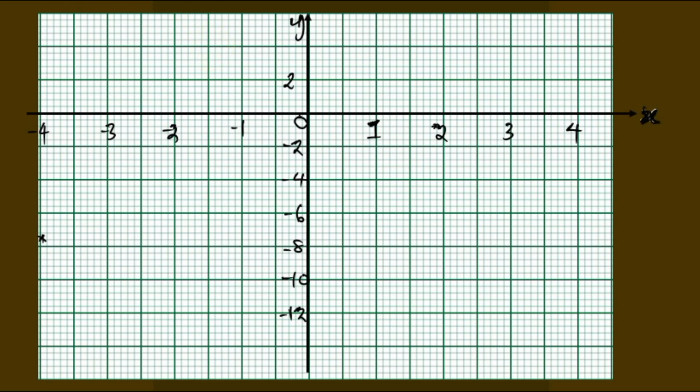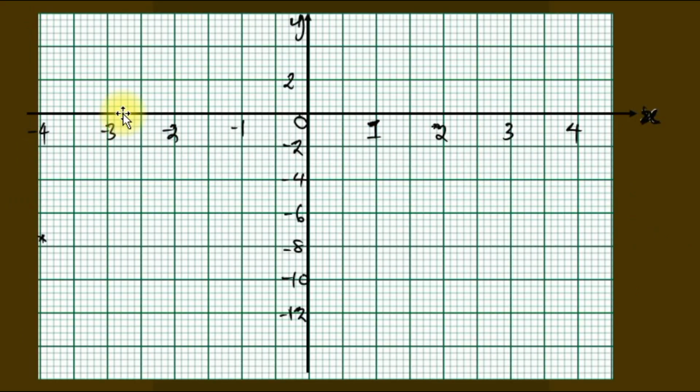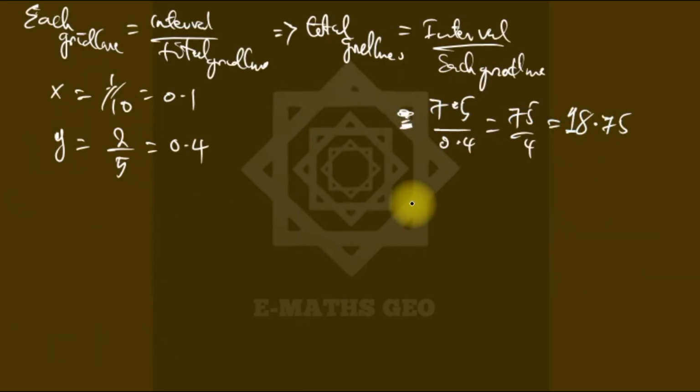So for x = -3, y is 0, so it is on the x-axis. So the other one, x = -2, y = 1.5. Again, we are not seeing 1.5 on the axis. So in that same way, we divide 1.5 over 0.4. So to get 1.5 over 0.4, that's 15 over 4.